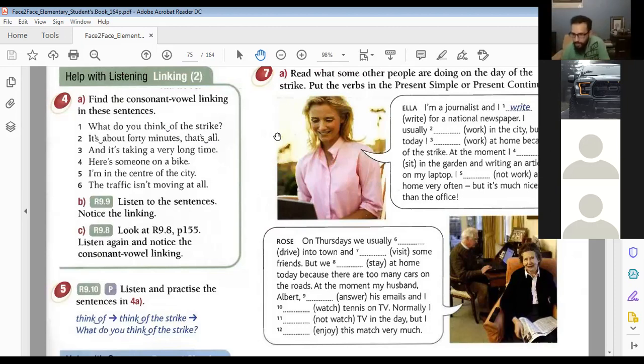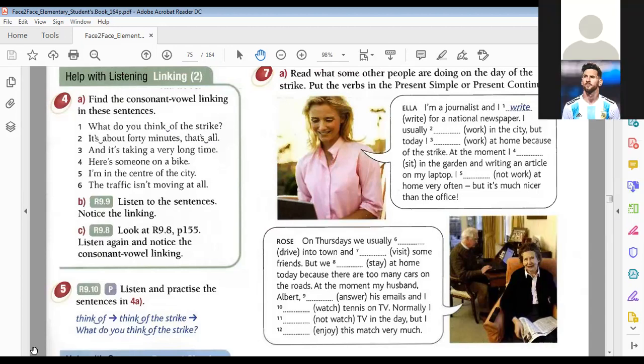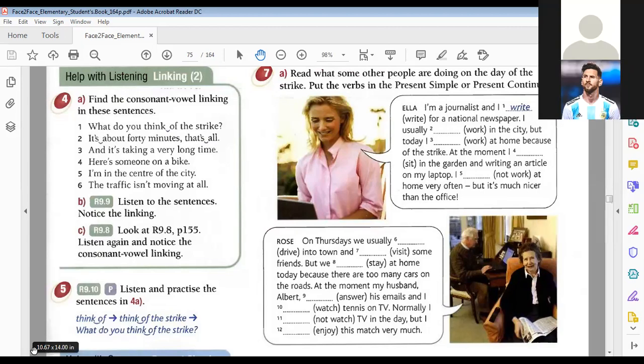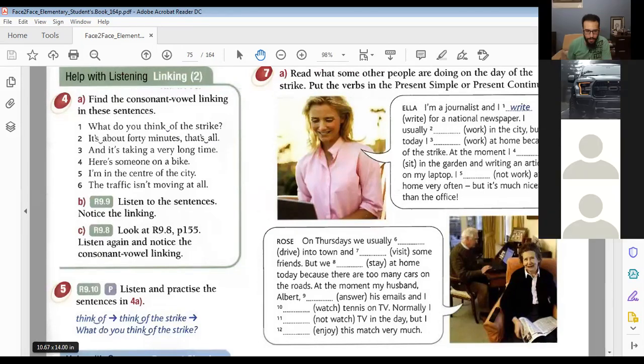Okay, let's divide this. Number 1, 2, 3. Okay, let's see who's there. Aisha, can you hear us? Can you see the book, Aisha? Hello, hello, hello. Okay, she has a very bad connection. Okay, Hannah, you can start. You can do number 1, 2, and 3, please. Start from the beginning.